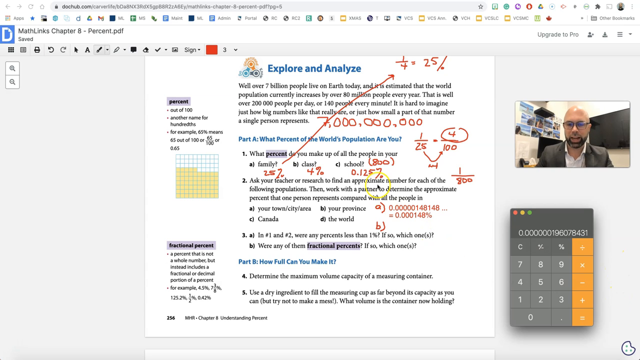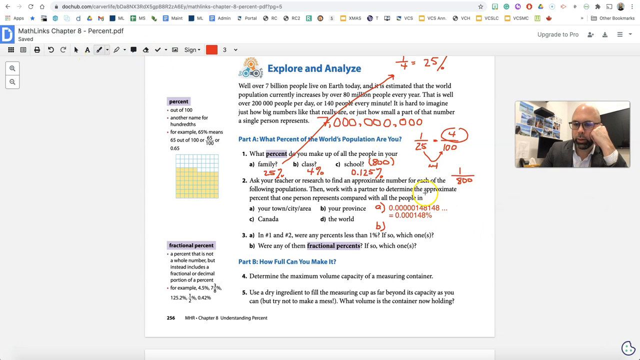It does say to find an approximate number. Oh, the approximate percent. I'm reading the instruction again, and maybe approximate percent, yeah. Well, let's solve one more, and then when it comes to Canada and the world, I think we're just going to round down to 0%. You're certainly closer to 0 than 1%. A lot closer. But we'll follow this through with the province.